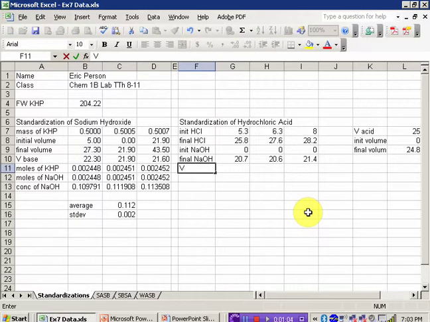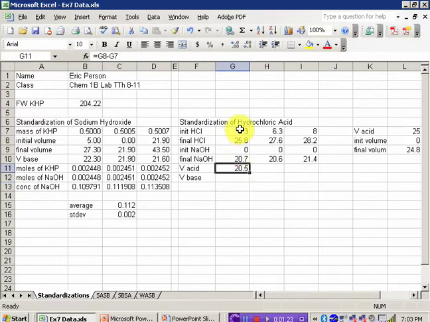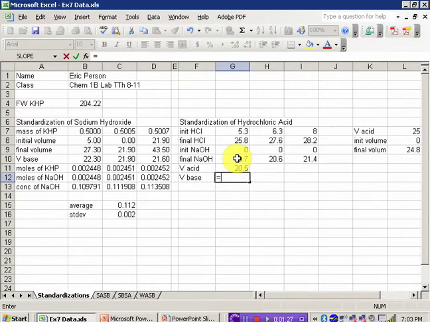First, I'm going to calculate a volume of the acid that was used, a total volume, and a volume of the base. The volume of acid is equal to, and when we're typing equations into Excel, we use that equal sign, the final volume minus the initial volume. I want relative cell references here so that I can copy them across. The volume of base, likewise, is the final minus the initial.